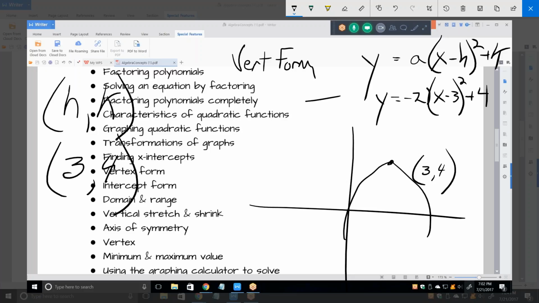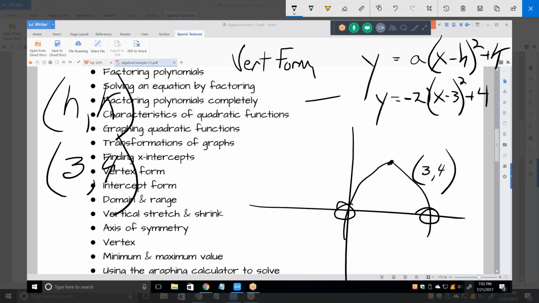But if it does, in other words, if the vertex is above the x-axis and it opens down, or if the vertex is below the x-axis and it opens up, then it's always going to cross the x-axis in 2 spots. And they want you to know how to figure out those 2 spots. Okay? All right. So, how would I figure out those 2 spots?